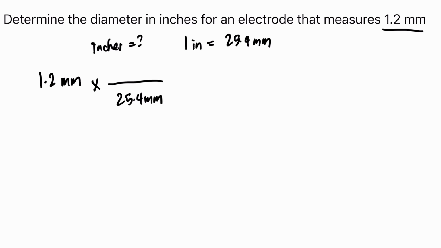So you can cancel this unit, then have the numerator as 1 inch. Basically just divide 1.2 by 25.4. The answer here is 0.0472 inch. If you may ask whether you are allowed to use a calculator in the exam, you can bring your own scientific calculator, but programmable calculators are not allowed.